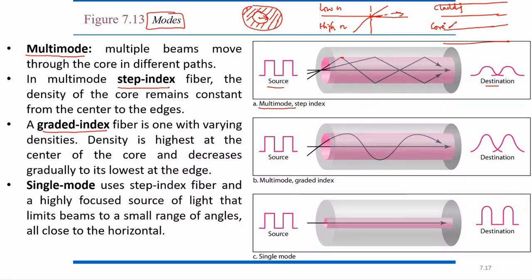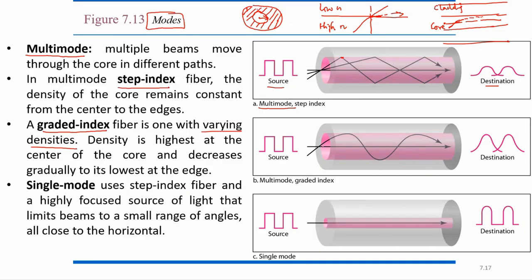Suppose this is the center. After going to this location, at this location there will be a change in refractive index. So there will be a bending of light, then again a bending of light. Instead of going straight, the rays keep on bending by a very little amount. So it will not be a straight line, it will show a smooth curve. This smooth curve is because of the varying densities inside the core itself.